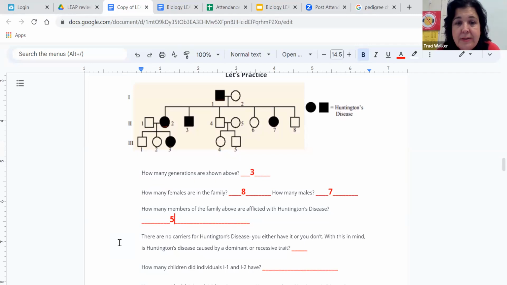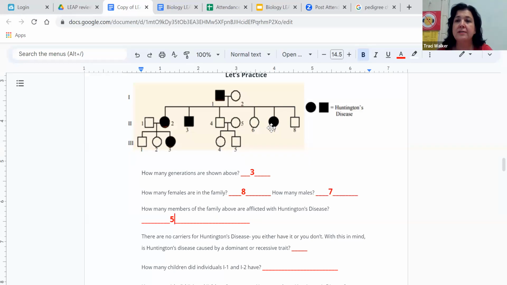So with this in mind, is Huntington's disease caused by a dominant or a recessive trait? Well, let's look at our pedigree and ask ourselves the questions. First of all, let's eliminate whether it's X-linked. So when I look at this pedigree, I see that there are 2 males that are affected, and there are 3 females, 1, 2, 3. So it's not all males or mostly males. In fact, it's pretty even. So we know it's not X-linked.